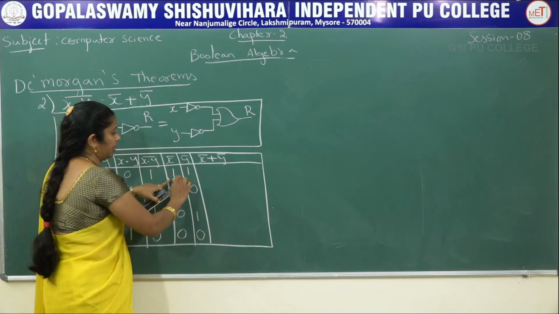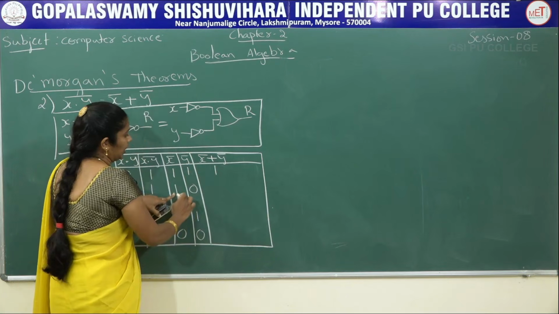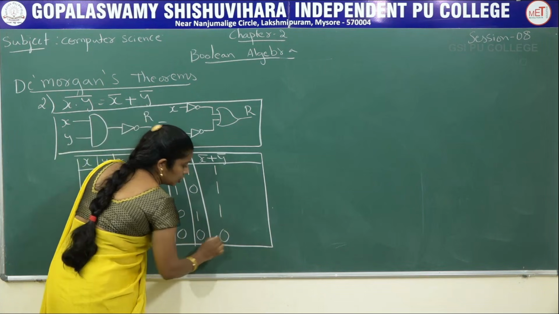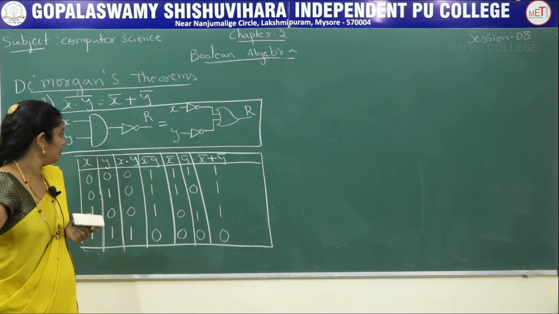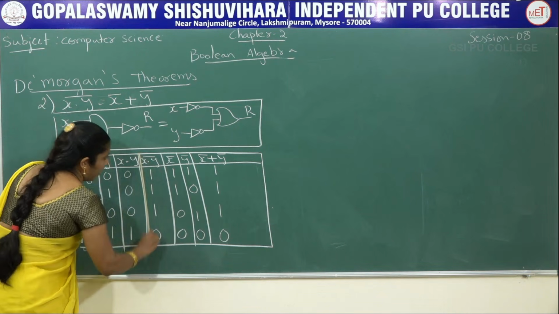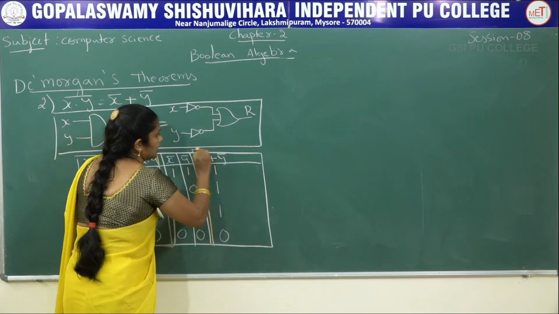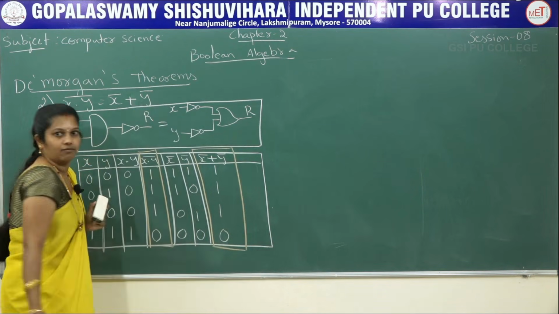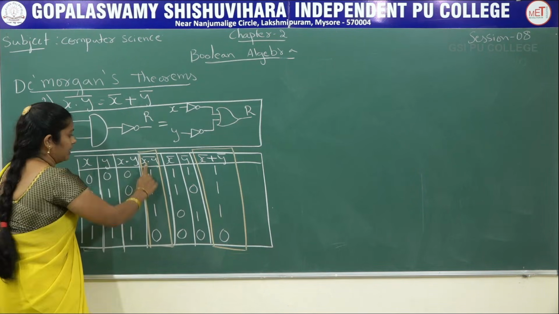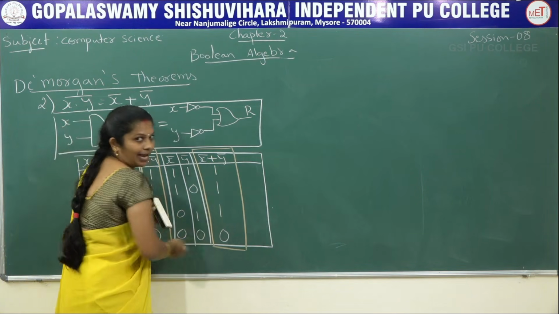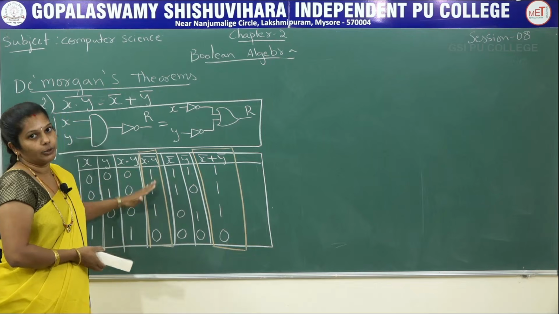In between plus operator, 1 plus 1, 1. 1 plus 0, 1. 0 plus 1, 1. 0 plus 0, 0. From this, I can say that x into y whole bar value equals x bar plus y bar value. See the output? Here we have 3 ones and then 0. This is your truth table.